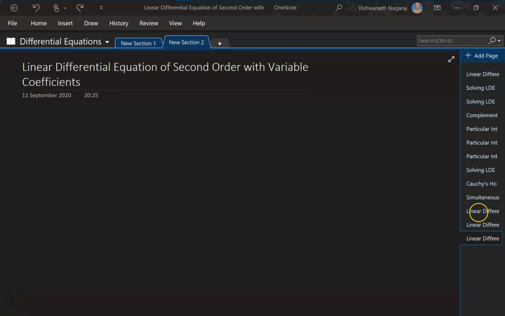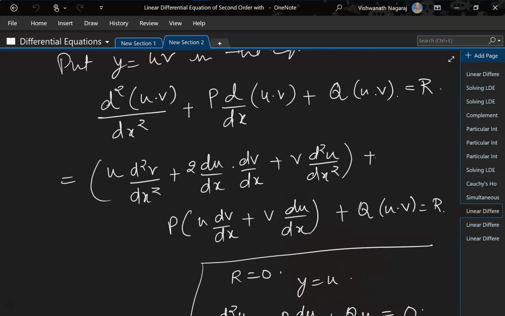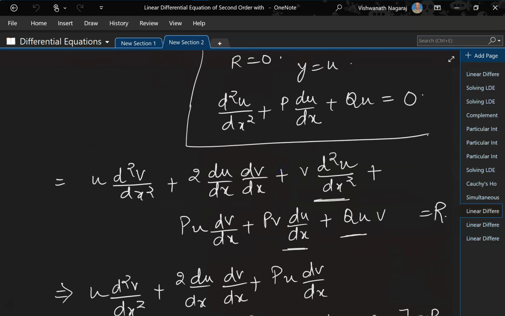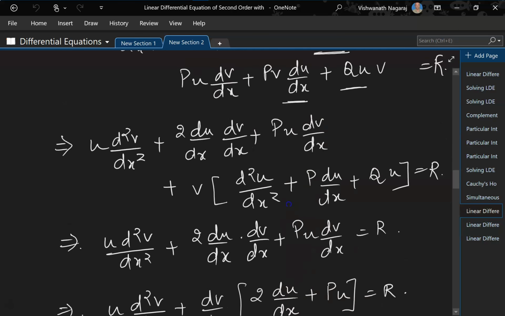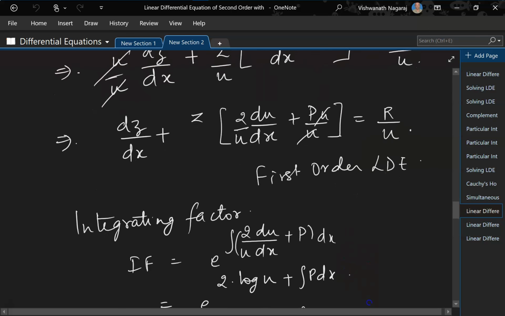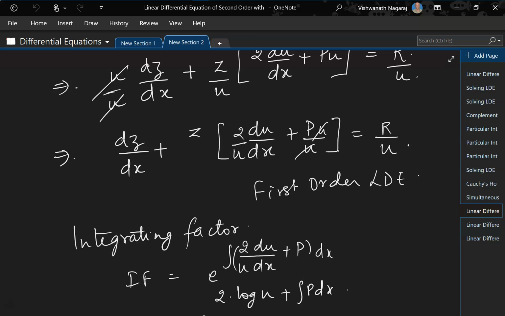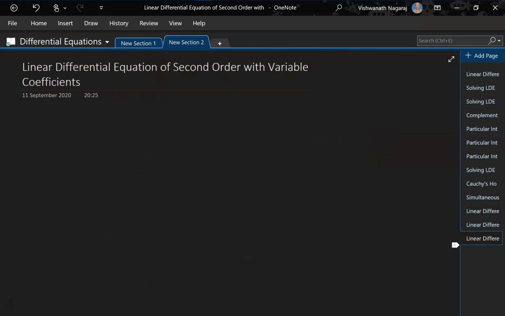Here, when we were doing this linear differential equation solving of second order, we did a lot of derivation, right? And we ended up with this equation. Now, here in the right hand side, we had a function R. But what if it is zero? On the right hand side, there is no function. It is zero. In that case, how do we solve it? So that is what we are going to look at now.